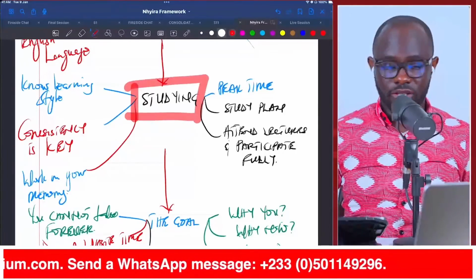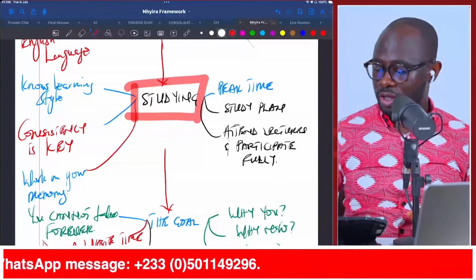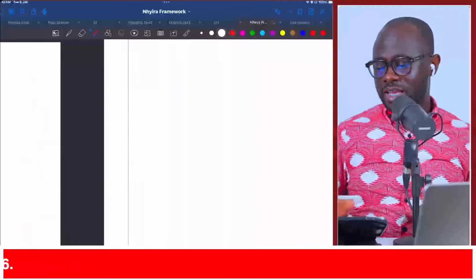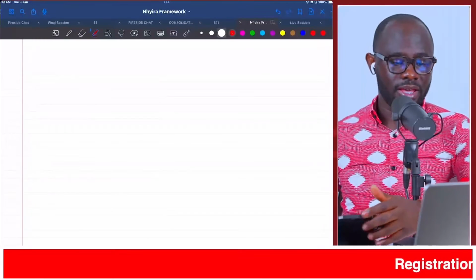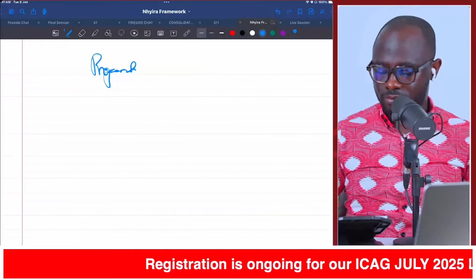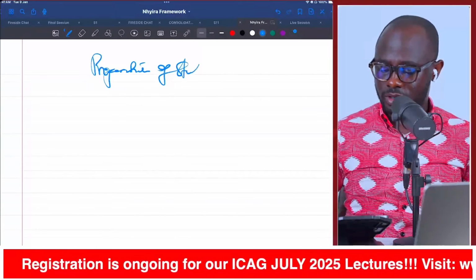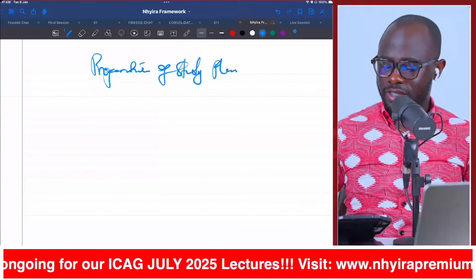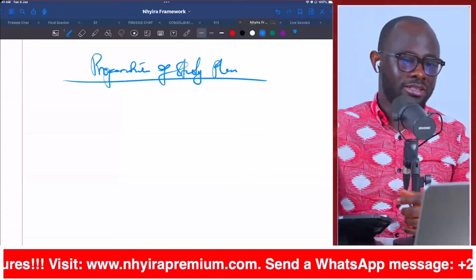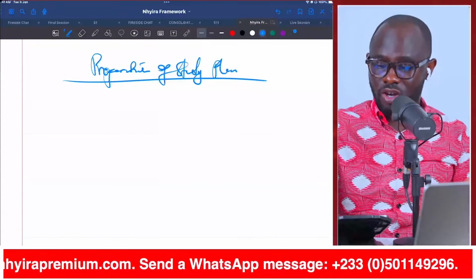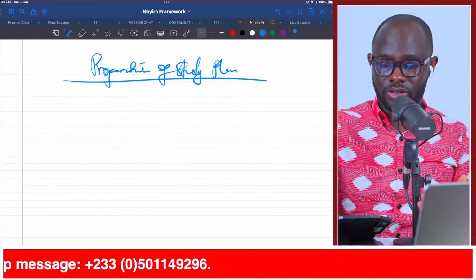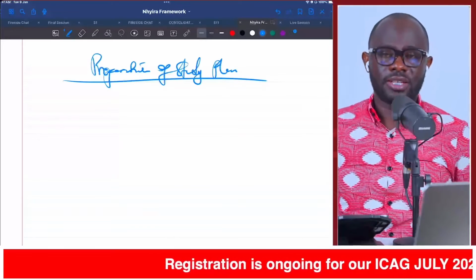And one of the ways to ensure you study pretty well is to have a study plan. So the question we ask ourselves is, how do we prepare a study plan? So let's look at preparation of a study plan. Now, please, it's not like you prepare a study plan, then you throw it away and you don't follow it. You have to follow the study plan, right? It's very important. So, how do you prepare a study plan?